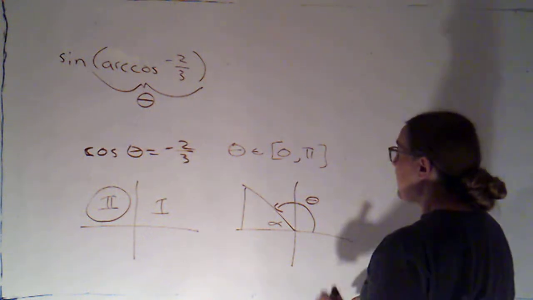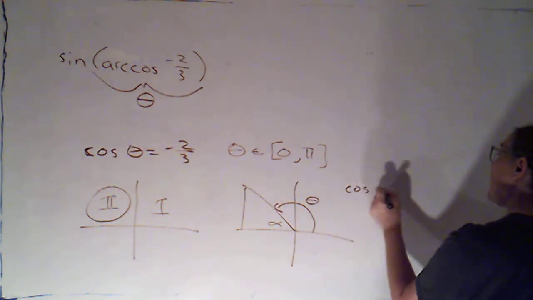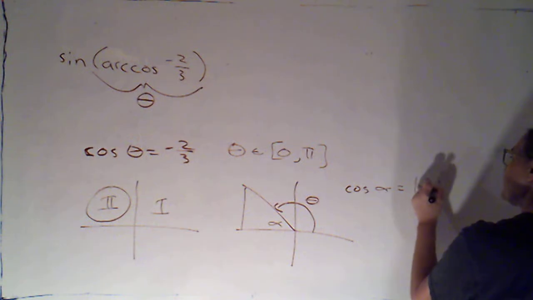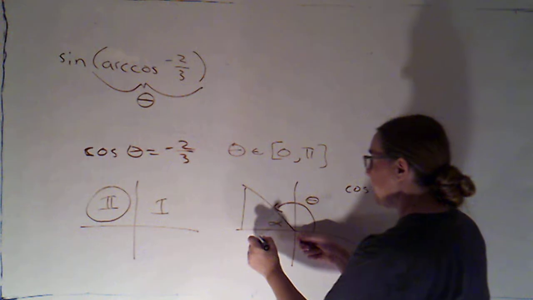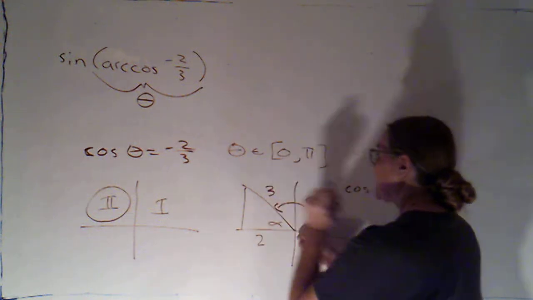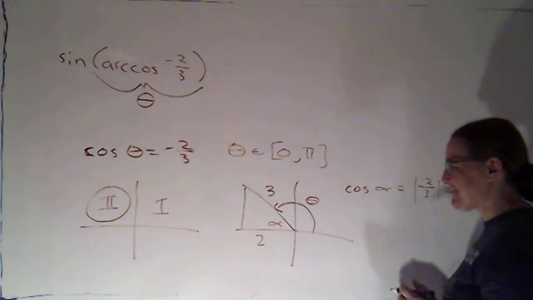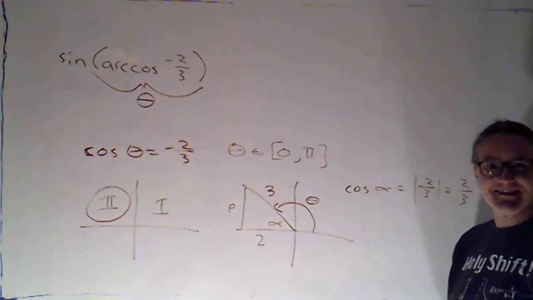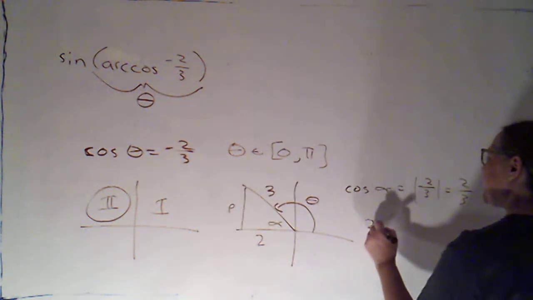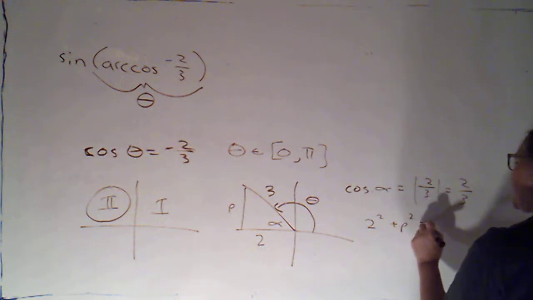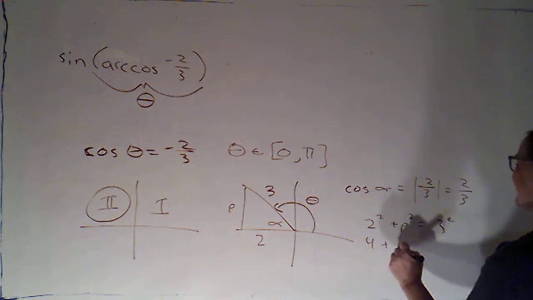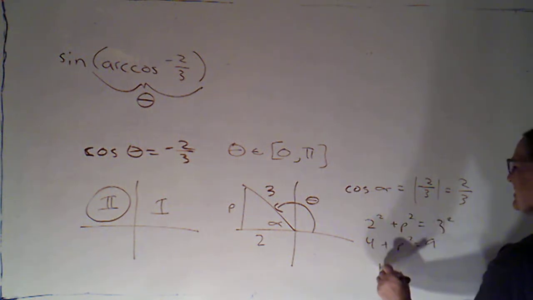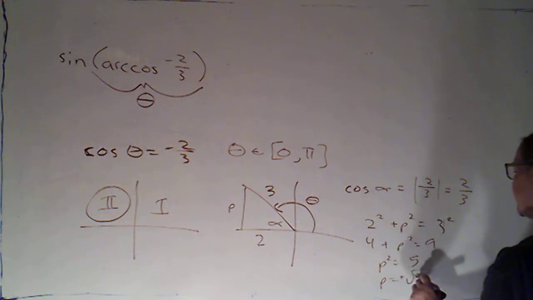Okay, now I know that cosine of that reference angle is just the absolute value of negative 2/3, so that's 2/3. So I'll label the adjacent side 2, the hypotenuse 3, and the opposite is what I'll be solving for. So then I can say 2 squared plus p squared is equal to 3 squared. 4 plus p squared equals 9. P squared is 5. P is going to be the positive square root of 5.